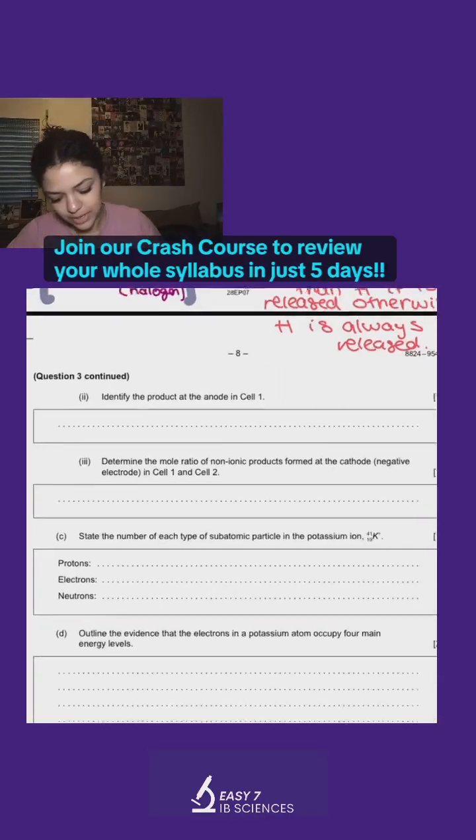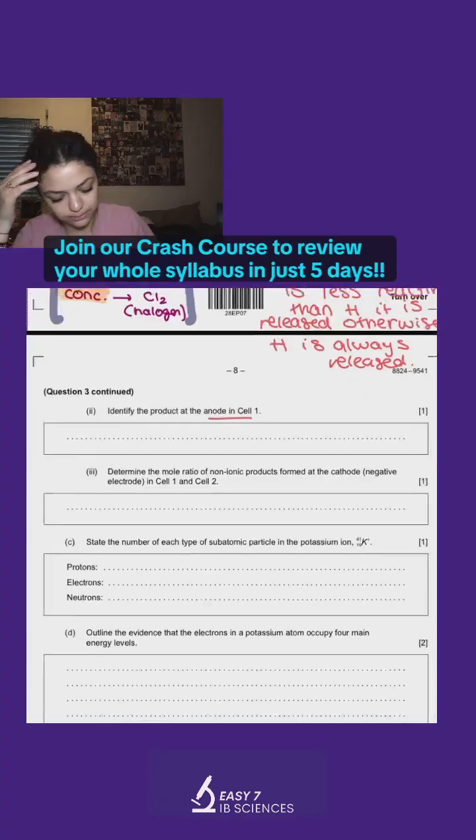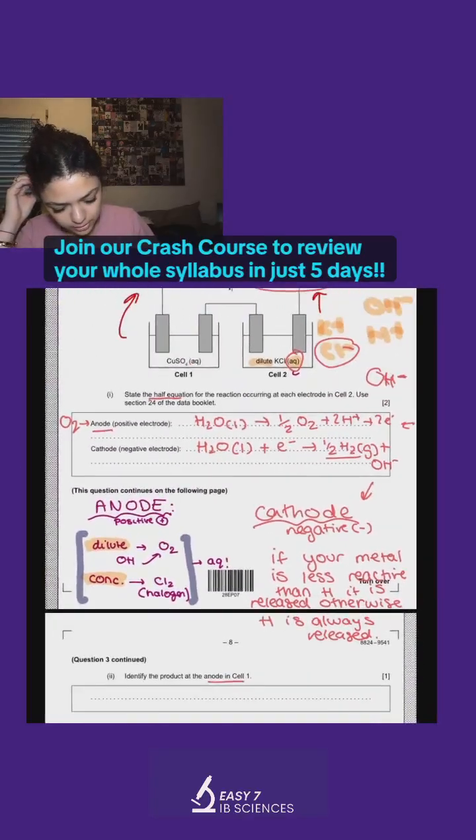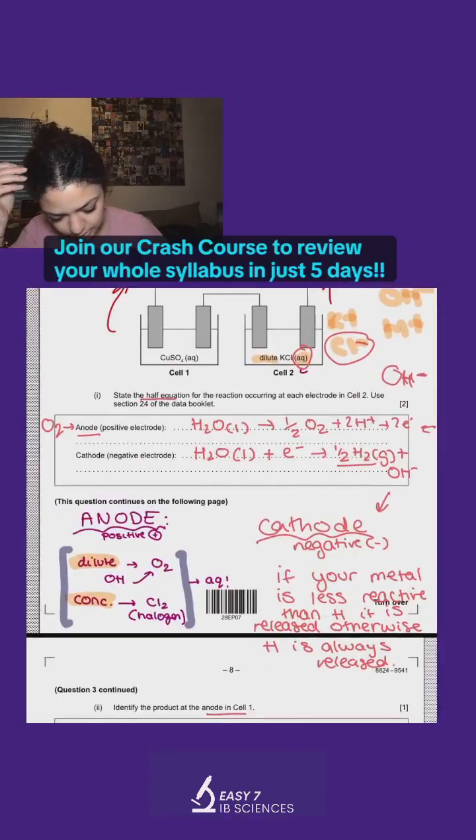All right, I'm going to move on. Identify the product at the anode in cell 1. So in cell 1, what is going to be the product at the anode?